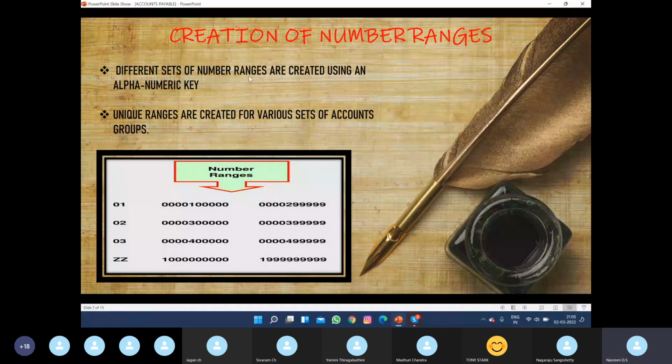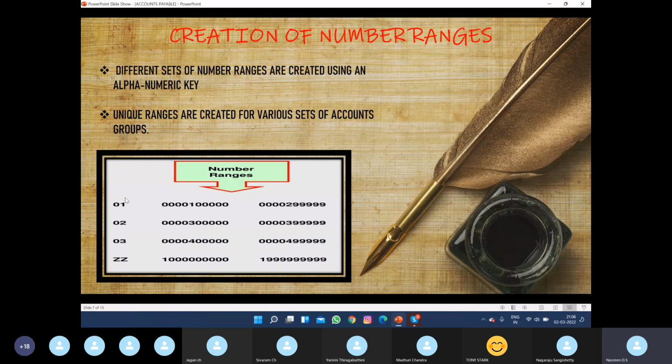Different sets of number ranges are created using an alphanumeric key. We have a choice of taking either alphabets, numerals, or both. So we generally create a key, and this key is given certain number ranges, and these number ranges are again assigned to the account groups. Unique ranges are created for various sets of account groups.